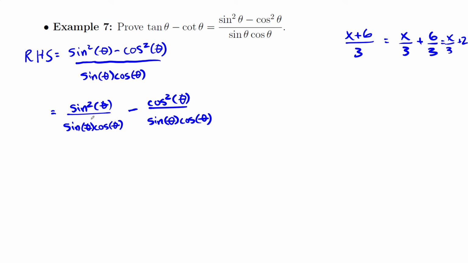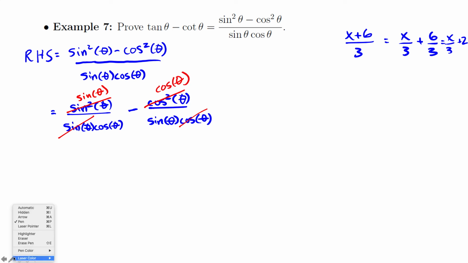So here I can cross out a sine theta on bottom and be left with just a single sine theta on top. And I can do the same thing with cosine in the right-hand term. But if you look at where we're at, we're actually pretty much done, right?